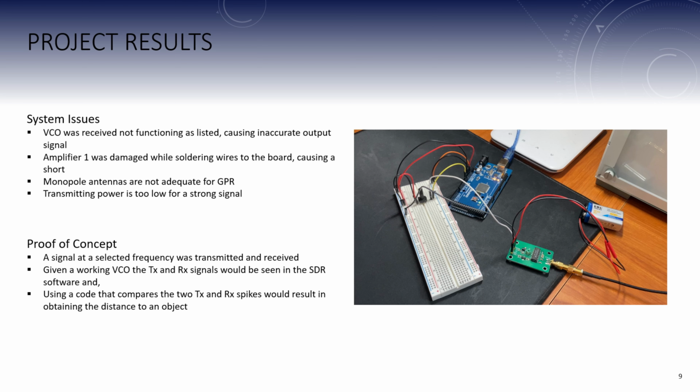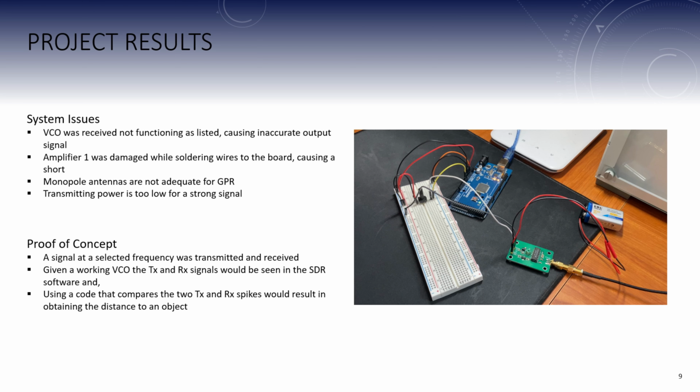This system is about 90% complete. A signal can be transmitted and received. So given a working VCO, a full accurate run could be made and the data could be extracted. The data would be filtered through a code which would compare the transmitting spike signal with the received spike. The distance between the two spikes would essentially represent the distance a detected object is away.